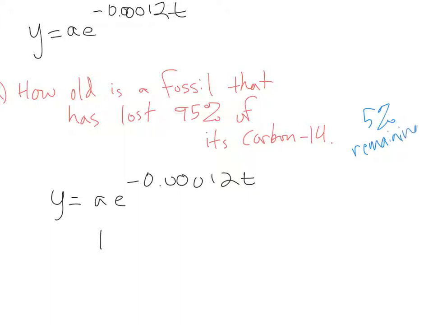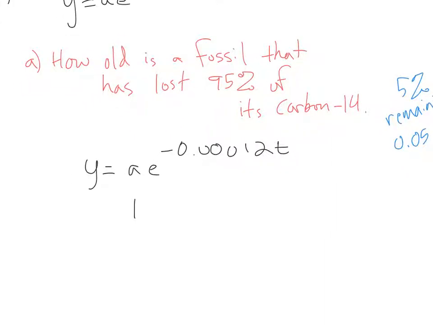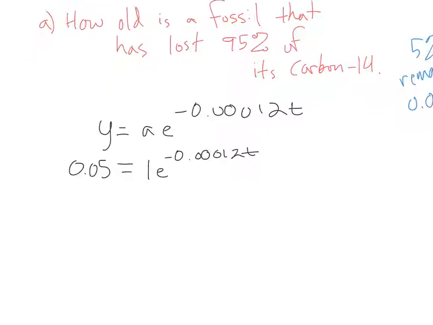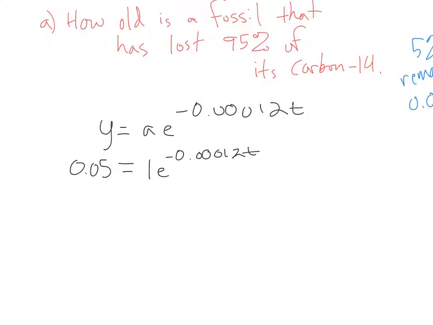Right? So 5% is the same as 0.05, and that kind of makes sense because after a certain period of time you would expect that one whole to go down to about 5%, to go down to 0.05. So that's what's left over. So we can put that in here, and we've got 0.05 equals e to the negative 0.00012t. We've got everything we need to start solving this equation.